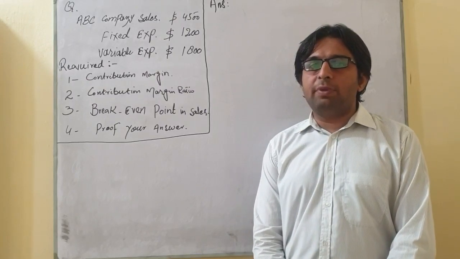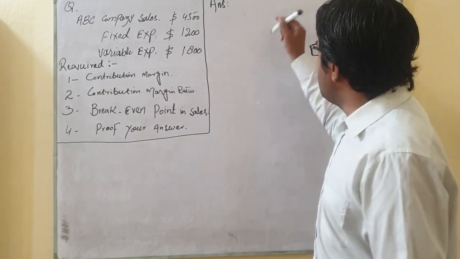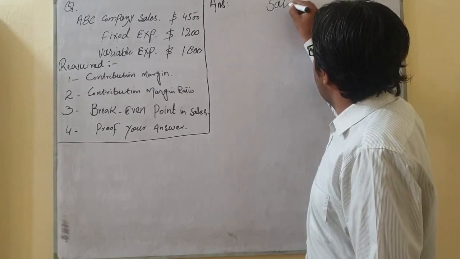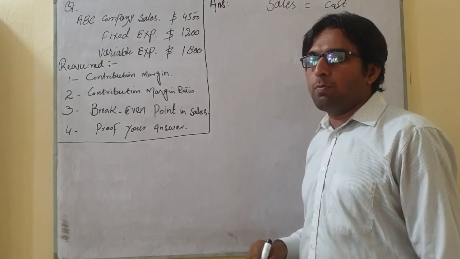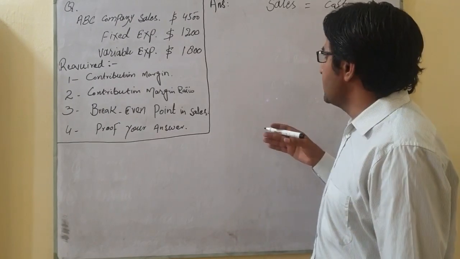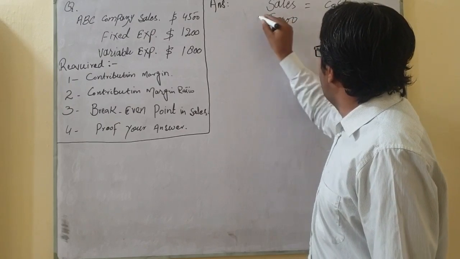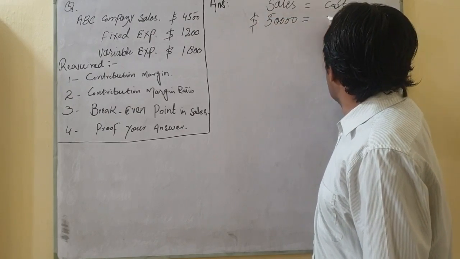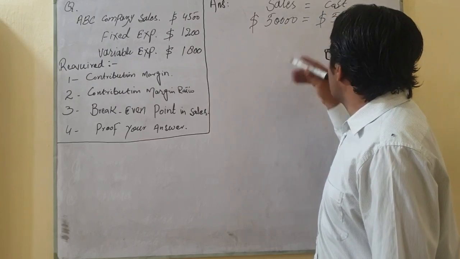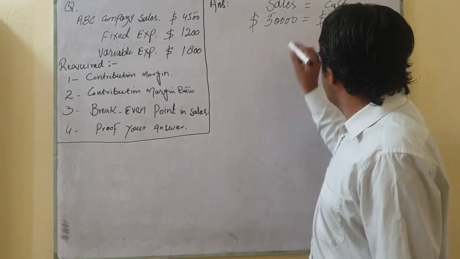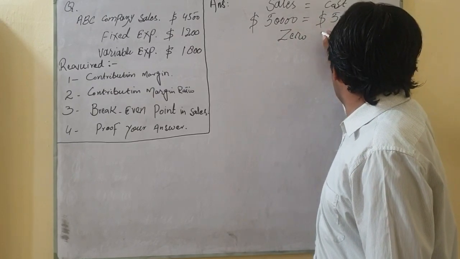Today our topic is break-even point. Break-even point is that point where the company's sales are equal to its cost. It means there is no profit, no loss at this point. Let's suppose a company has total sales of $50,000 and its total cost is also $50,000. So there is zero profit. This zero profit is called the break-even point.